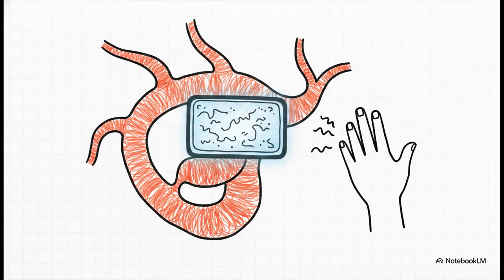Next is Takayasu arteritis. Because this predominantly targets the massive vessels, doing a standard tissue biopsy just isn't practical. So if you pick up clinical clues like diminished pulses or bruits, an arteriogram immediately becomes your gold standard step to visualize those compromised arteries.